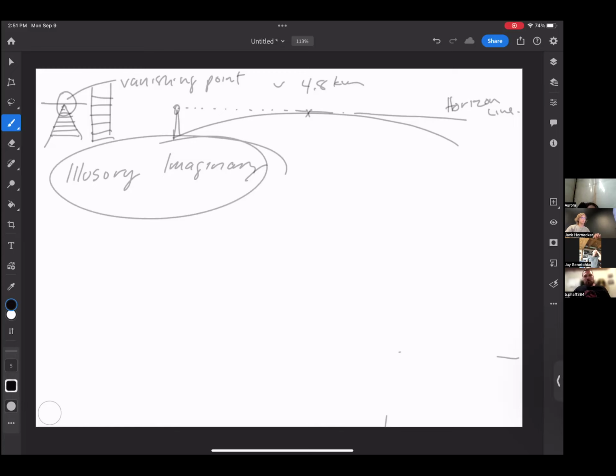So, like I said, we're going to introduce some vernacular. First step in any perspective drawing is to draw a horizon line.